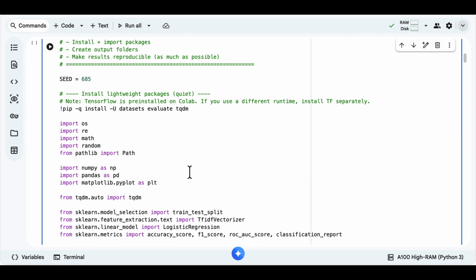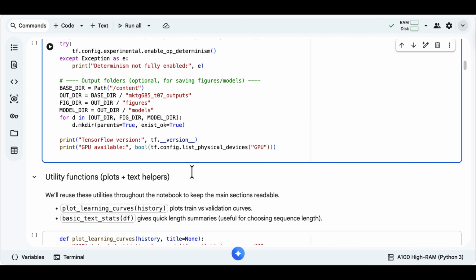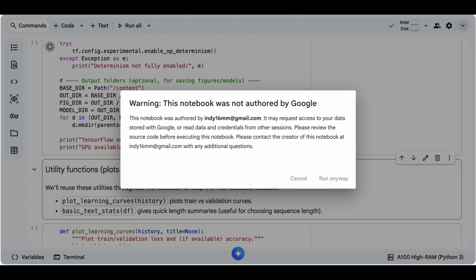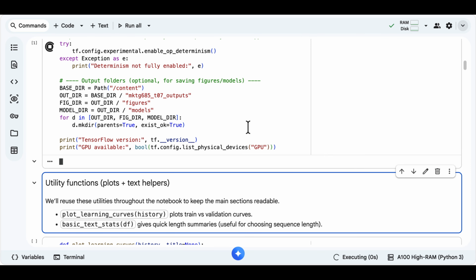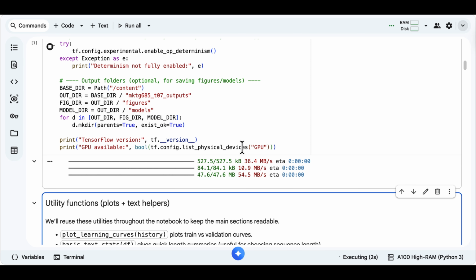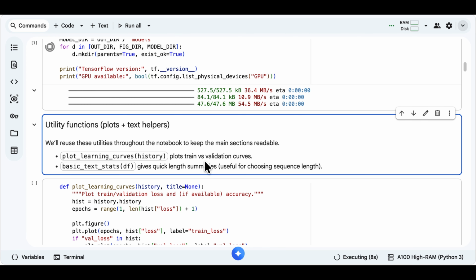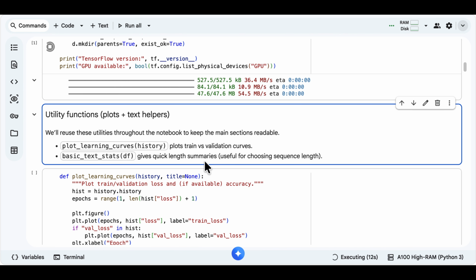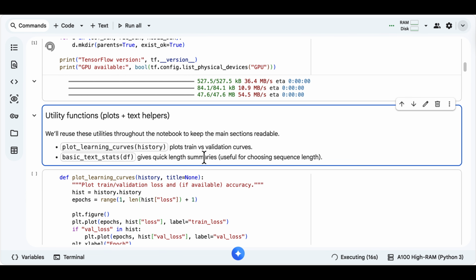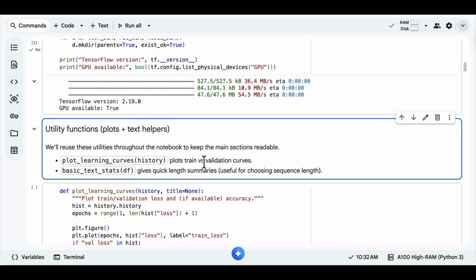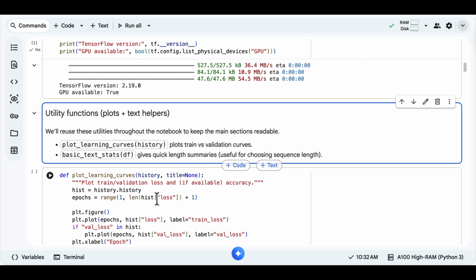This code cell handles setup. We fix the random seed once so our results are as reproducible as possible, import the libraries we need, and check the TensorFlow version and whether a GPU is available. The output tells us we are running TensorFlow version 2.19 and that a GPU is available. That matters because deep learning training can be slow without hardware acceleration, even though this notebook uses a relatively lightweight model.